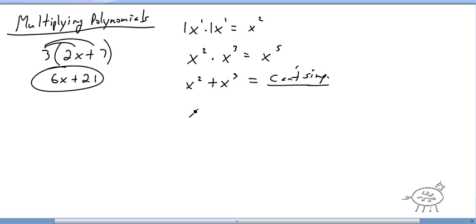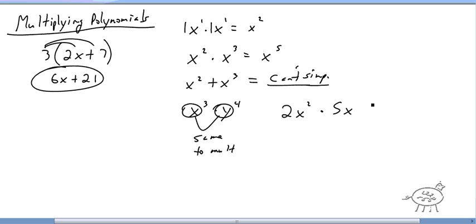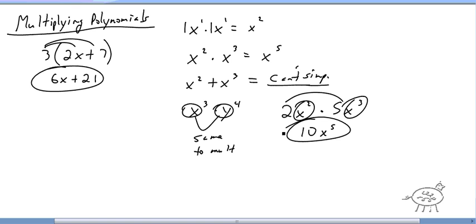Same thing, if I said x cubed times y to the 4th, I can't put those together because they don't have the same letter. These need to be the same to multiply. And then, of course, add the exponents. So, 2x squared times 5x to the 3rd, it's 2 times 5 is 10. x squared times x to the 3rd is x to the 5th. That's your answer to that problem.